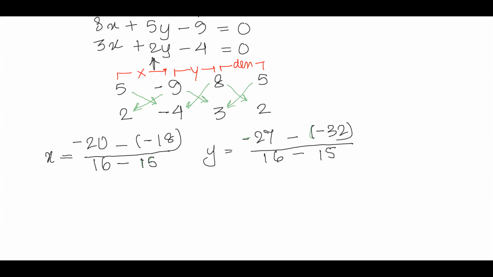A 1 in the denominator you write or you do not write. It doesn't make a difference. So we just have to bother about the numerator. Tell me, in the numerator, what would you get? Minus 20 plus 18 would give you minus 2. And then we have y, so minus 27 plus 32 will give you 5. So here we get the answer.